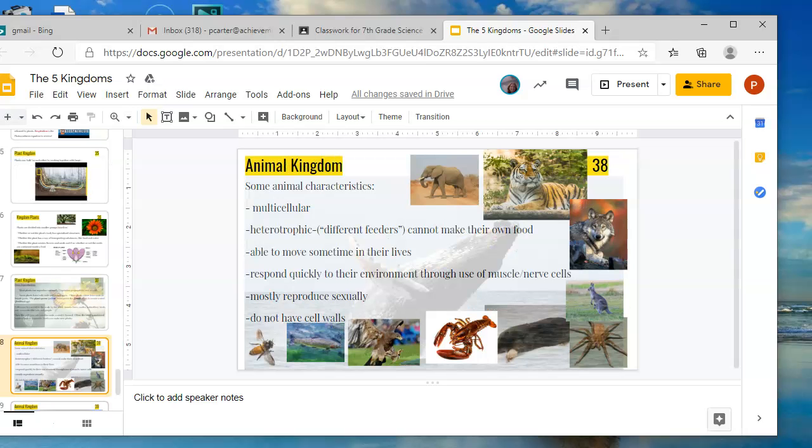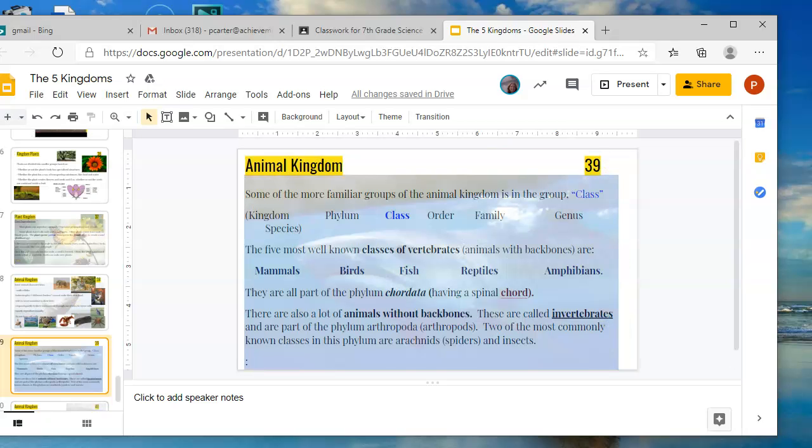The animal kingdom. Some animal characteristics: they are multicellular, heterotrophic, different feeders, cannot make their own food, able to move sometimes in their lives, respond quickly to their environment through use of muscle and nerve cells, mostly reproduce sexually, and do not have cell walls.